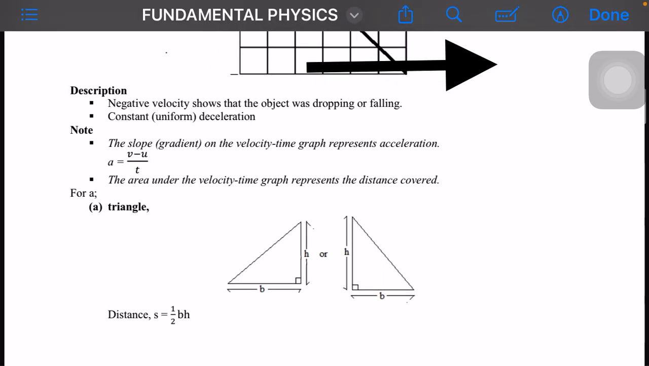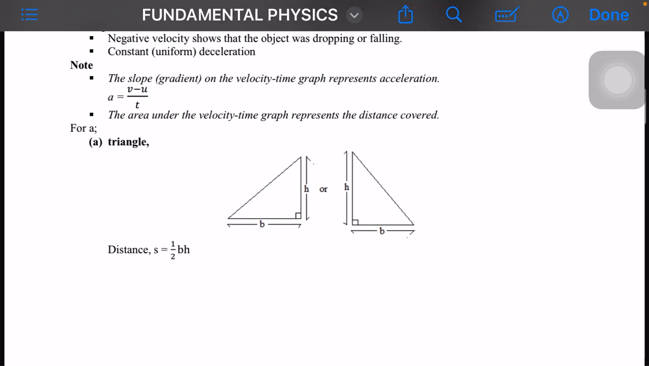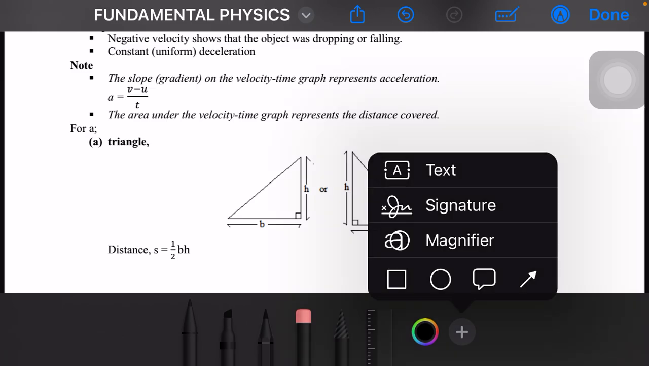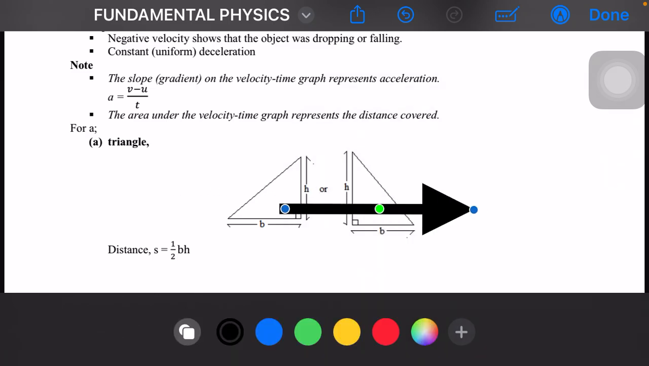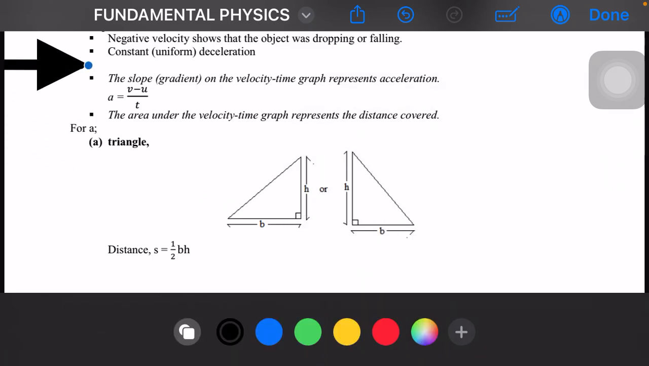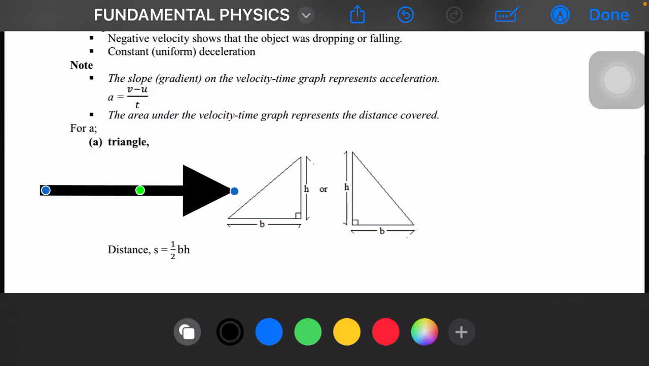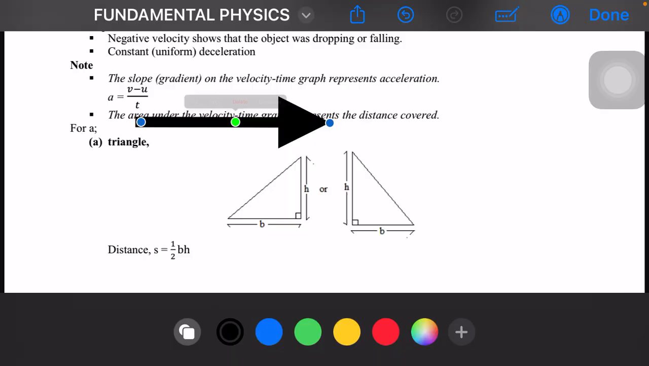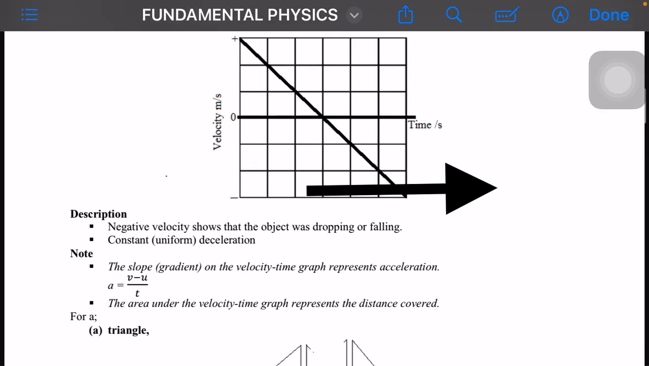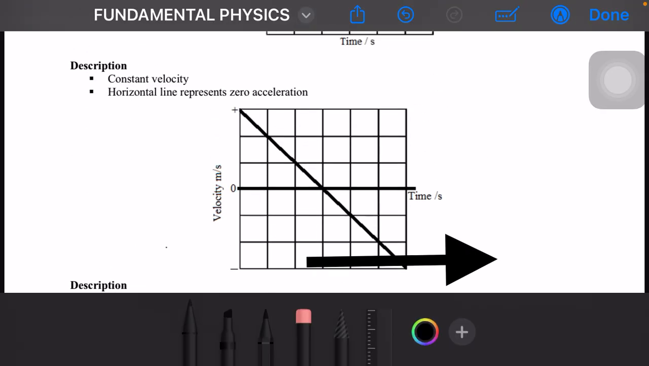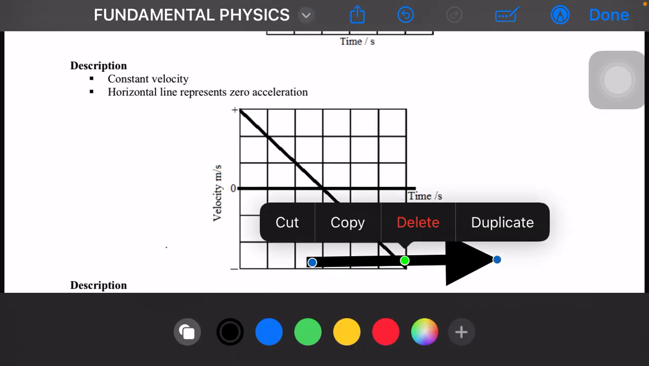Okay. Let me show you this statement here. Then I use that graph. So you need to note that the area under a velocity-time graph represents distance covered. So for you to understand this statement, simply I have to go back to here, then I do this, and you say this, okay.